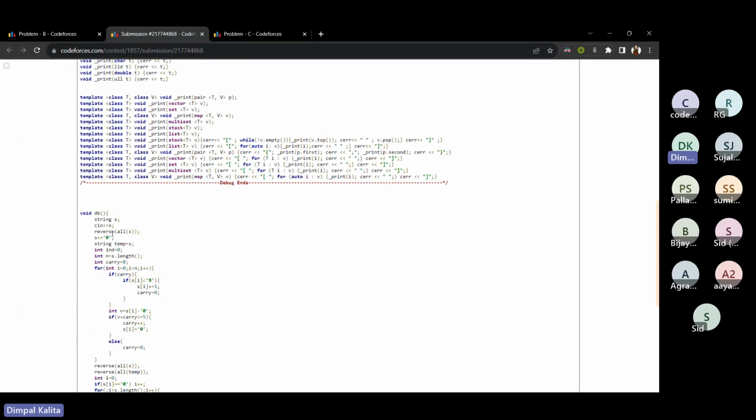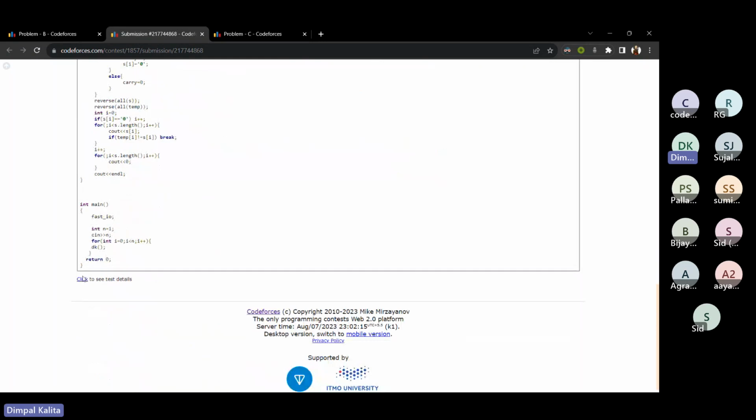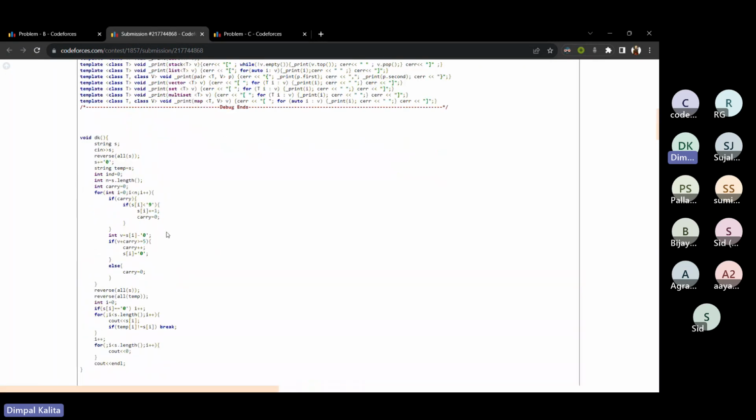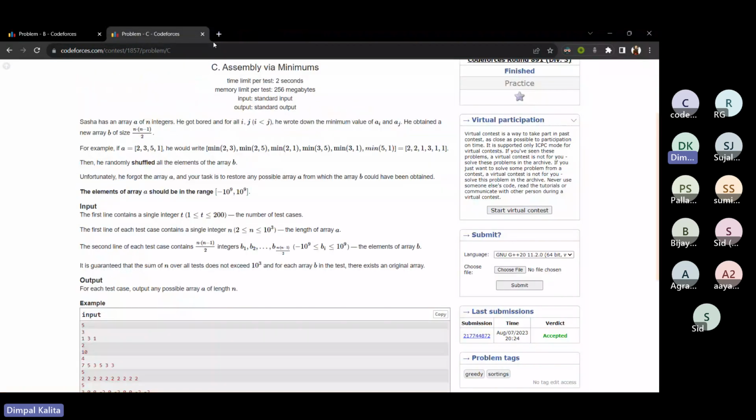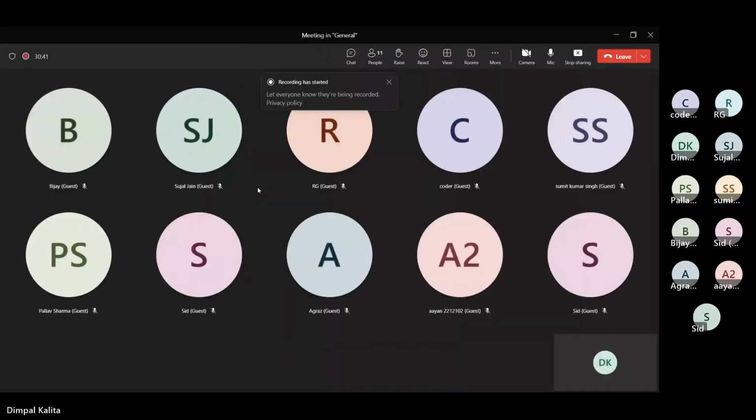This question is based only on implementation. You can try to implement it. Okay, I guess it's fine. Do you have any questions? Okay, I guess I don't have any questions.